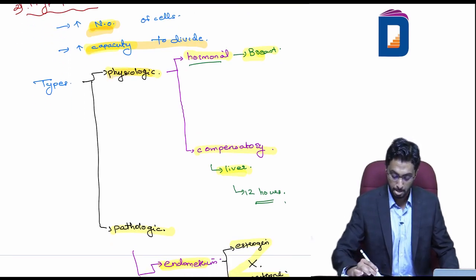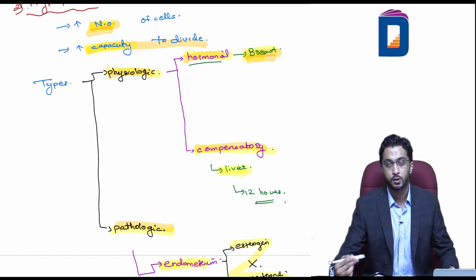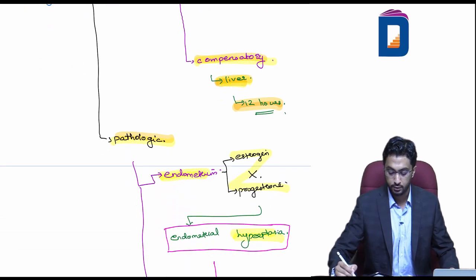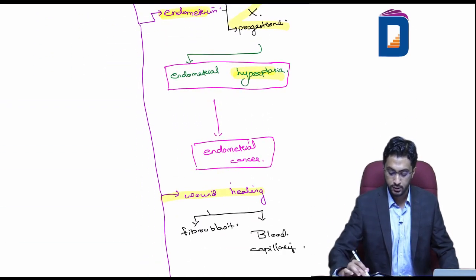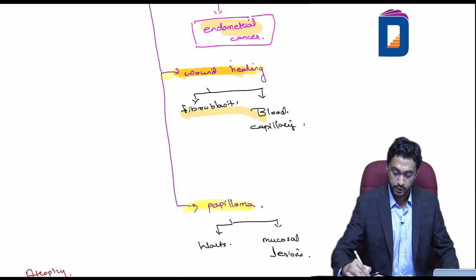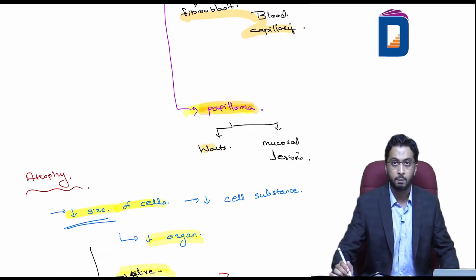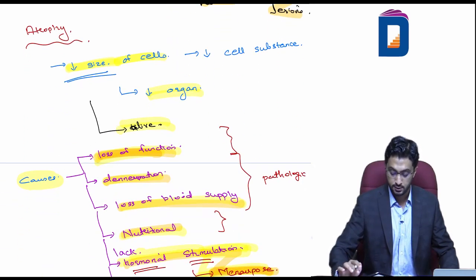Then we have hyperplasia, where the number increases in those cells with capacity to divide. Two types, physiologic and pathologic. Physiologic are of two types again, compensatory and hormonal. Hormonal is seen in the breast, where the glandular cells undergo hyperplasia. Compensatory is in the liver, where hyperplasia starts within 12 hours. Pathologic has three examples: endometrial hyperplasia, wound healing where fibroblasts and blood capillaries undergo hyperplasia, and viral papillomas, where warts and mucosal lesions occur.